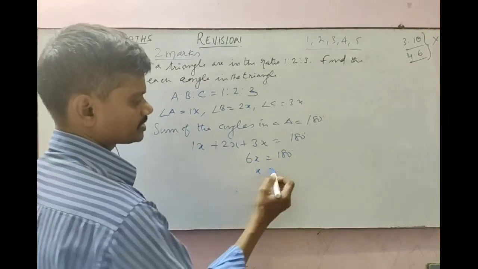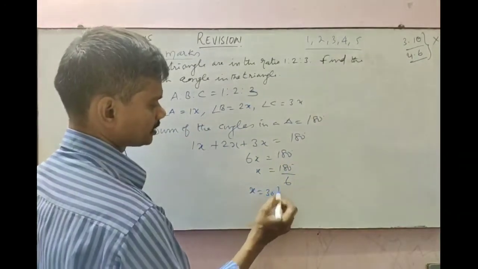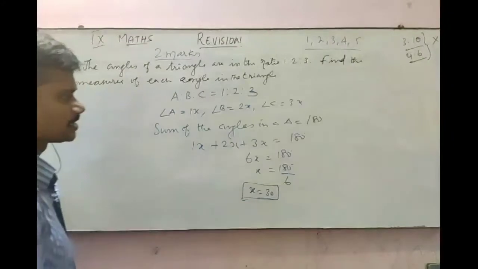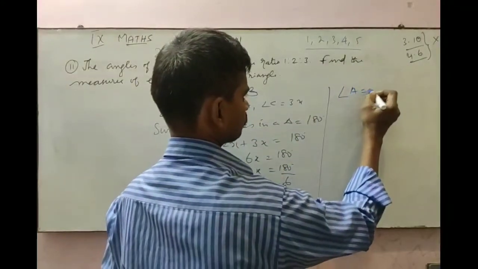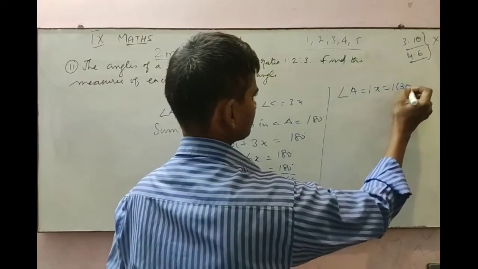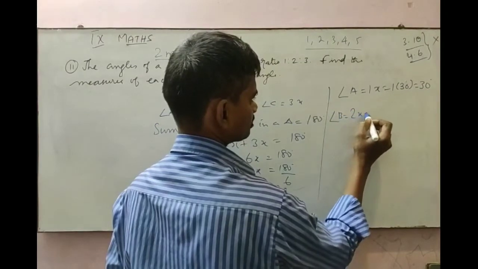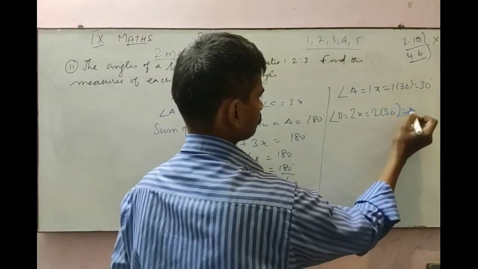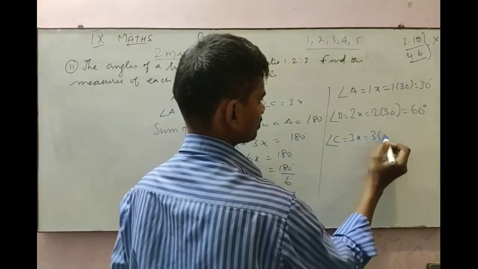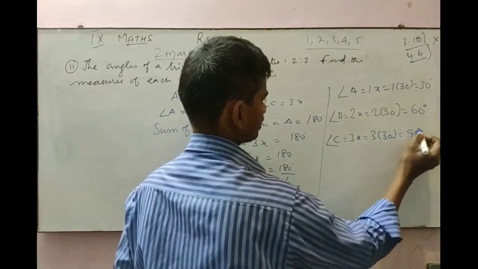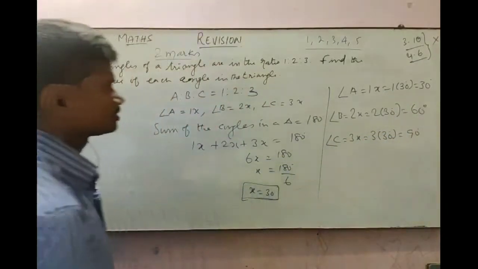So you will get the value of x as 180 divided by 6. So x is equal to 30 degree. Since x is 30 degree, we can find the angles of A, B and C. Angle A is equal to 1 into x, that is 1 into 30 degree, which is 30 degree. Angle B equal to 2x, that is 2 into 30, which gives 60 degree. Angle C is equal to 3 into x, that is 3 into 30 degree gives 90 degree. So the angle A is 30, B is 60 and C is 90.